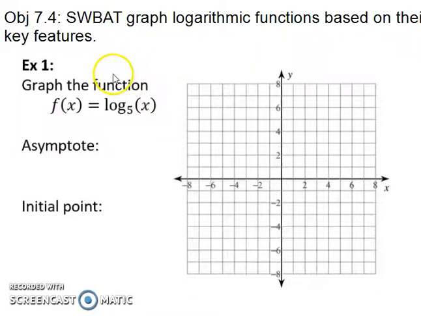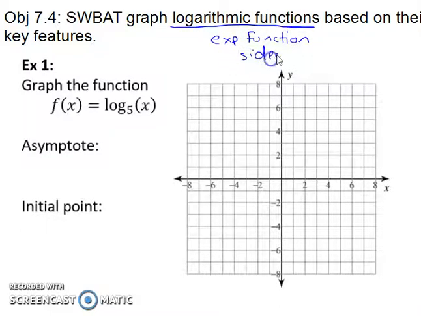Alright, our last objective for this unit is that you graph log functions based on their key features. As we do this, I want you to keep in mind that a log function is an exponential function that's just sideways. So it's the same shape, a lot of the same properties apply. So if you can remember what you did last unit for exponential functions, a lot of that still applies.